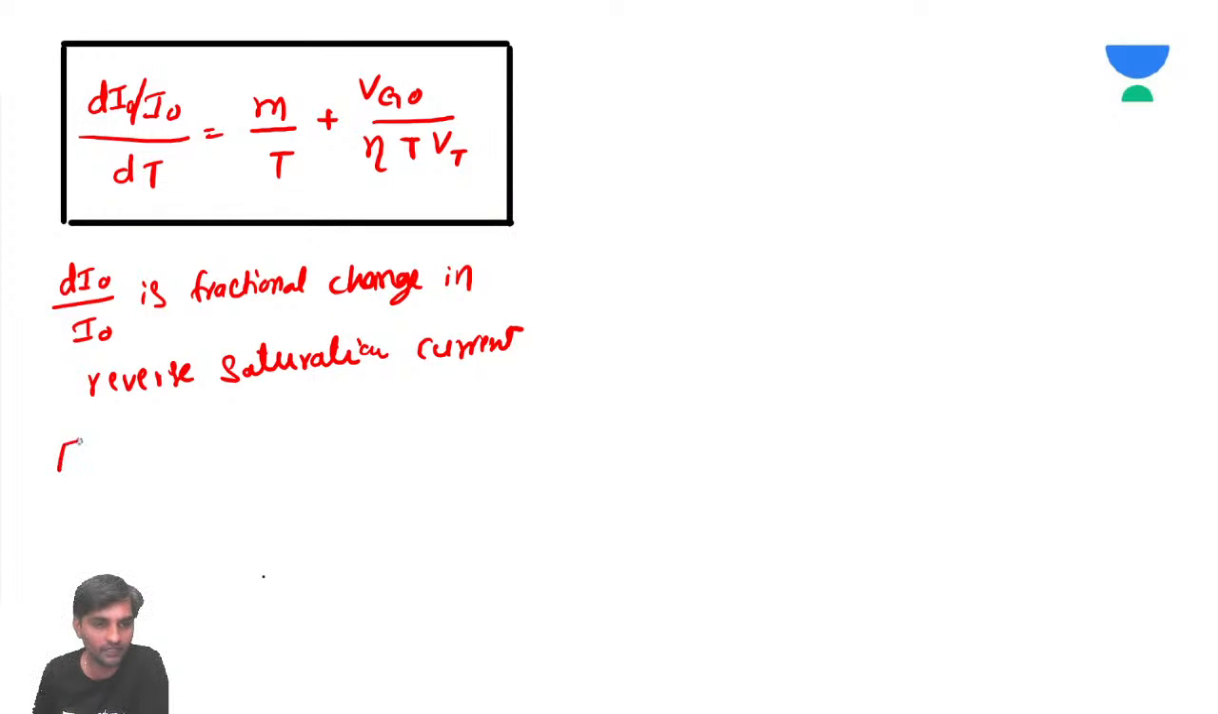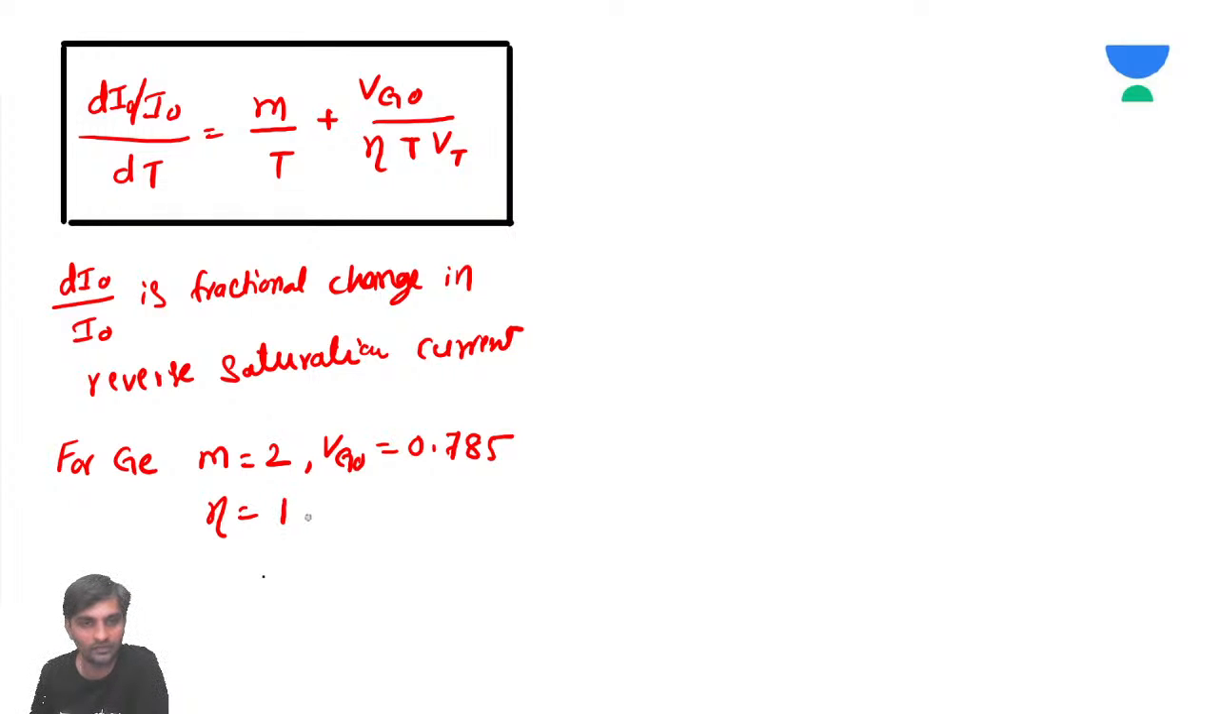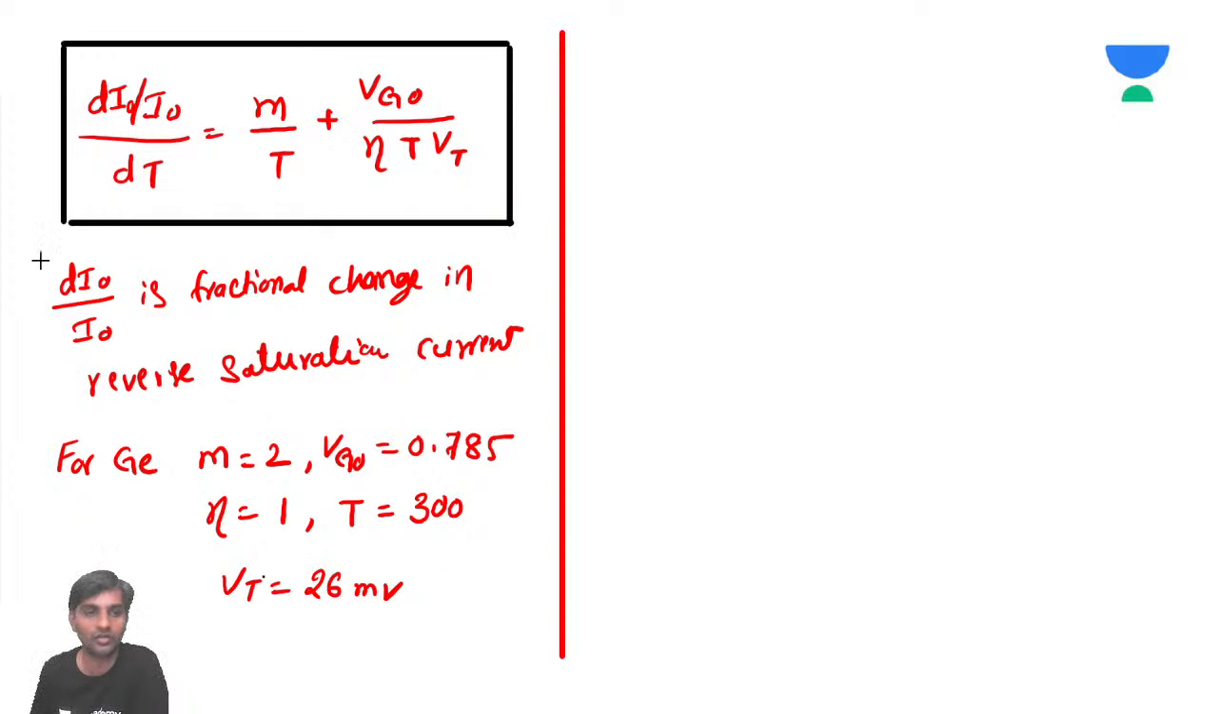Now for germanium, what is the value of m? m is equal to 2. Vg naught is 0.785 volts. Eta is equal to 1 for germanium. T, consider it as 300, and VT as 26 millivolts. Substitute all of them and let's see what you are going to get.